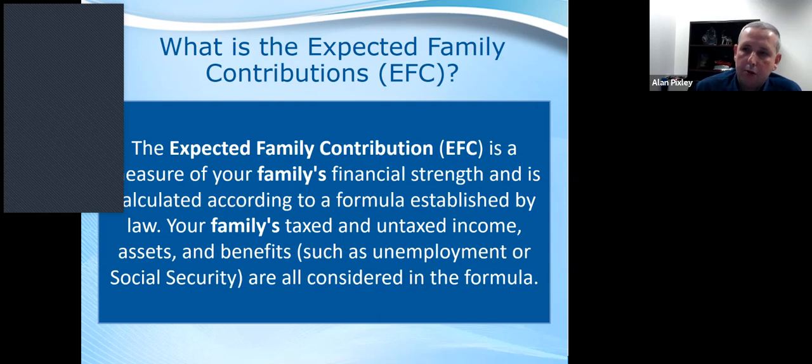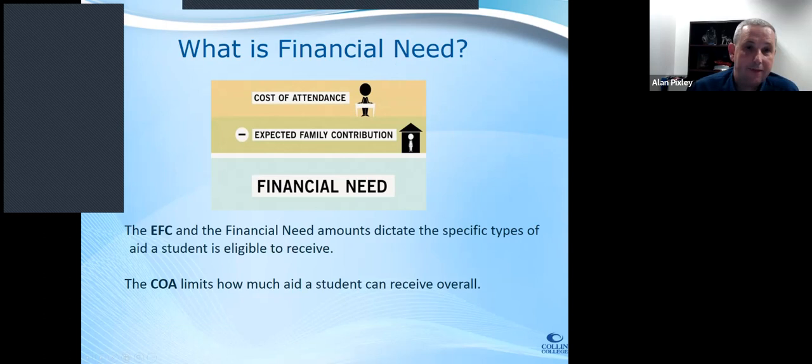So then we put those two things together, the cost of attendance, and we subtract off the expected family contribution, and that calculates something called financial need. So this tells us how much need-based aid your student would be eligible for.